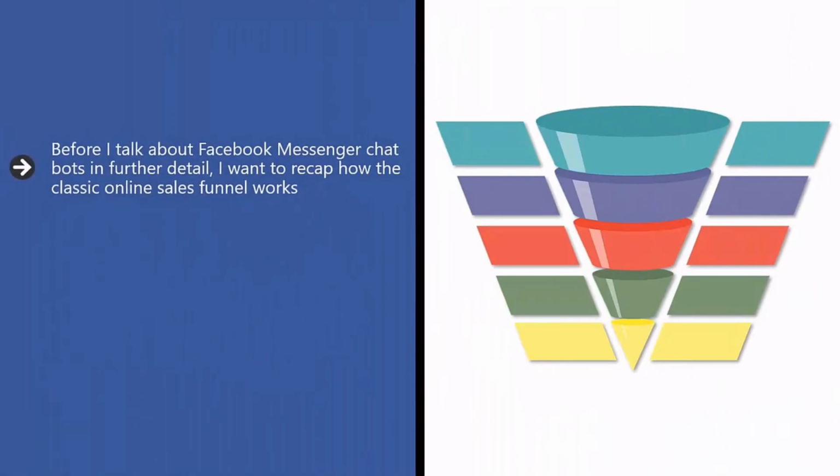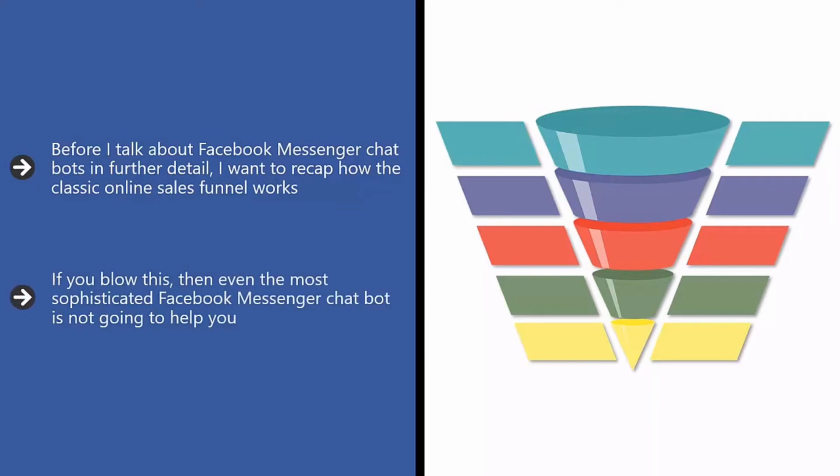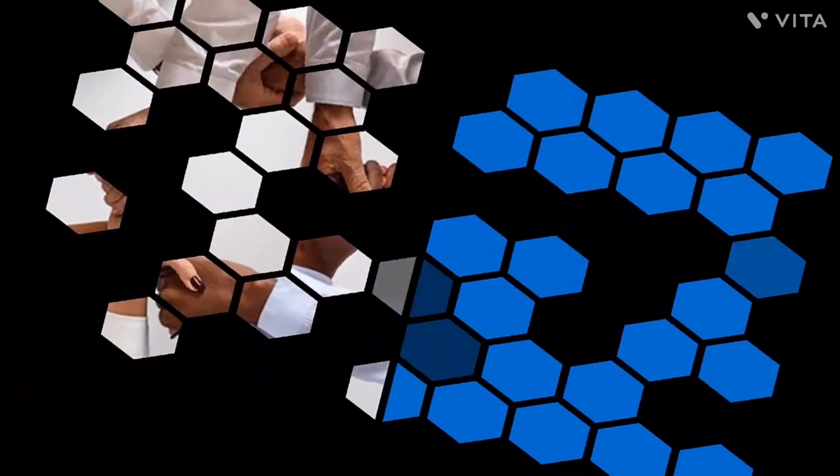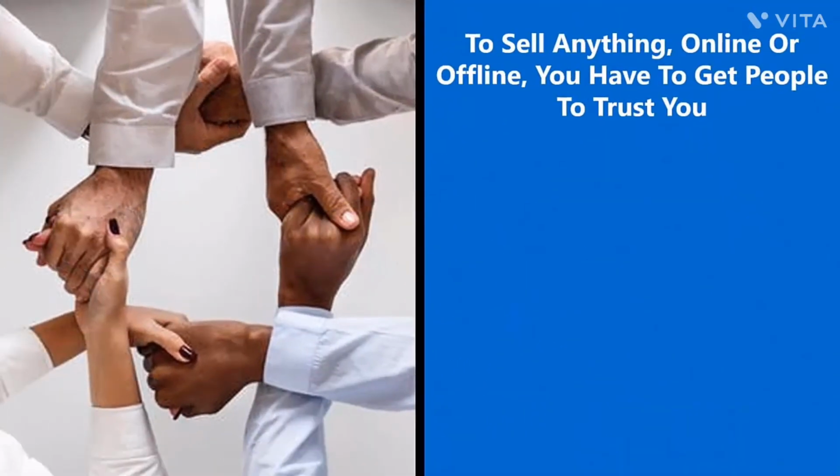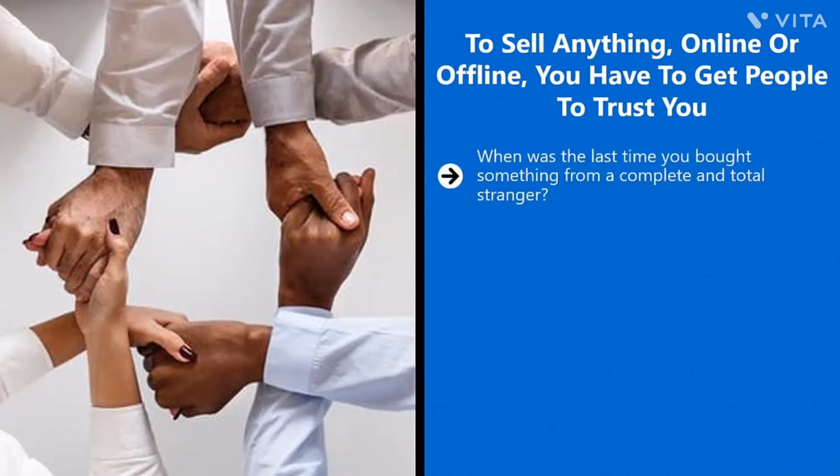Before I talk about Facebook Messenger chatbots in further detail, I want to recap how the classic online sales funnel works. You have to remember how to sell stuff online so you can craft your overall Facebook Messenger chatbot strategy according to these basic rules. If you blow this, then even the most sophisticated Facebook Messenger chatbot is not going to help you. All you end up doing is wasting money. To sell anything, online or offline, you have to get people to trust you. When was the last time you bought something from a complete and total stranger?